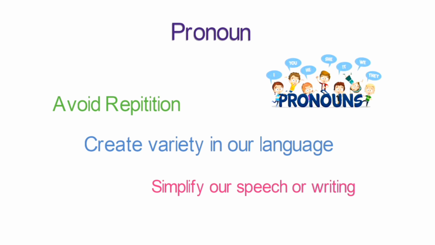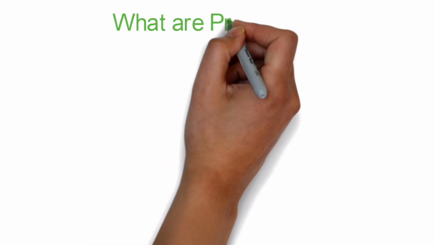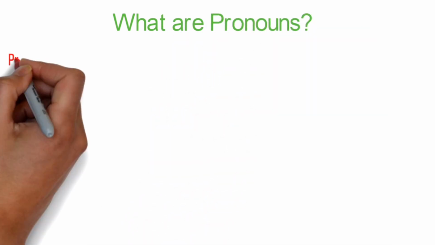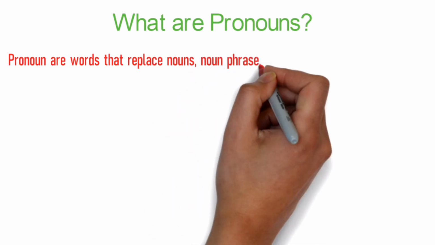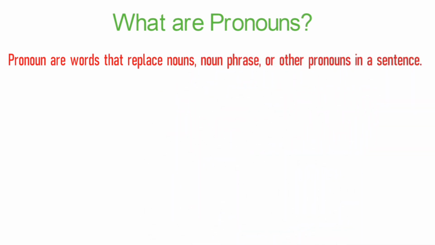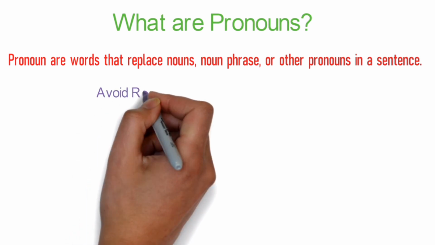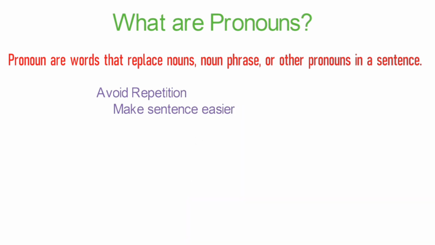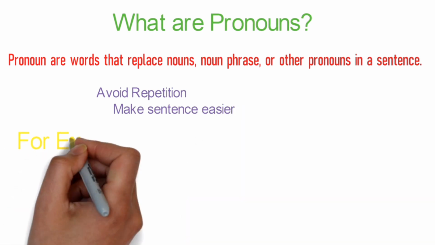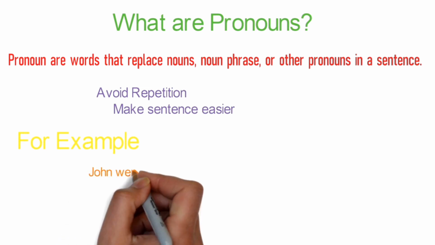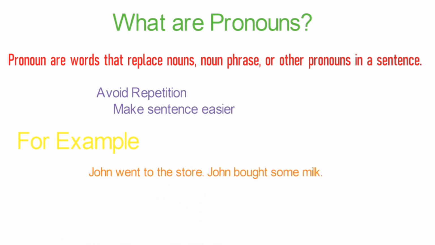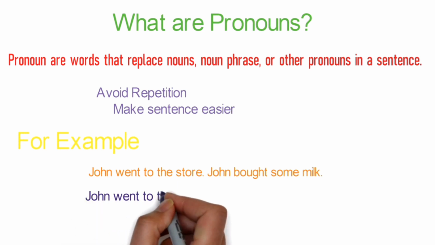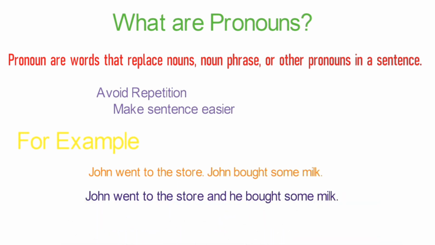Firstly, let's have a look at pronouns. What are pronouns? Pronouns are the words that replace the noun phrase or other pronouns in a sentence. They are used to avoid repetition and make sentences easier to understand. For example, instead of saying "John went to the store, John bought some milk," we can say "John went to the store and he bought some milk." In this case, he is a pronoun used in place of a noun.